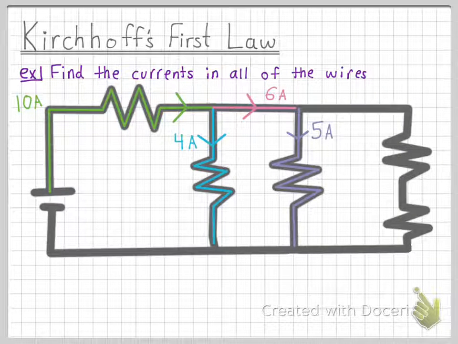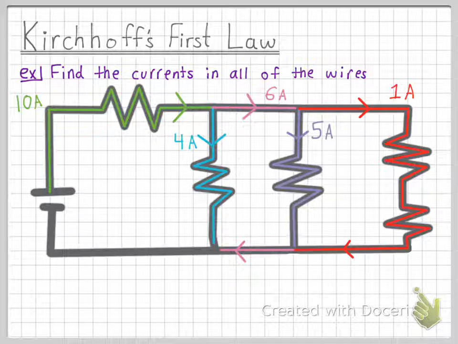Alrighty, so next, let's say we have this purple wire here that has a current of 5 amps. We could then be asked what the current is in this red wire here. So we know that the current going into this junction is 6 amps, and that the current coming out is 5 amps plus this unknown current in the red wire. So 6 equals 5 plus I, so we know that this unknown current must then equal 1 amp.